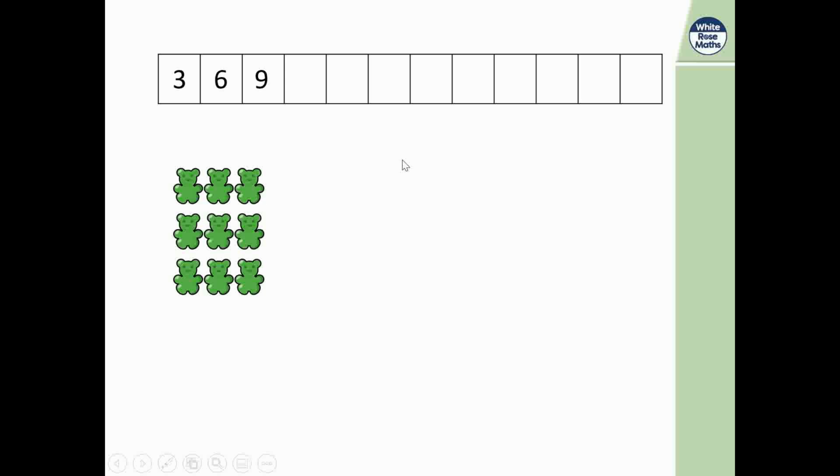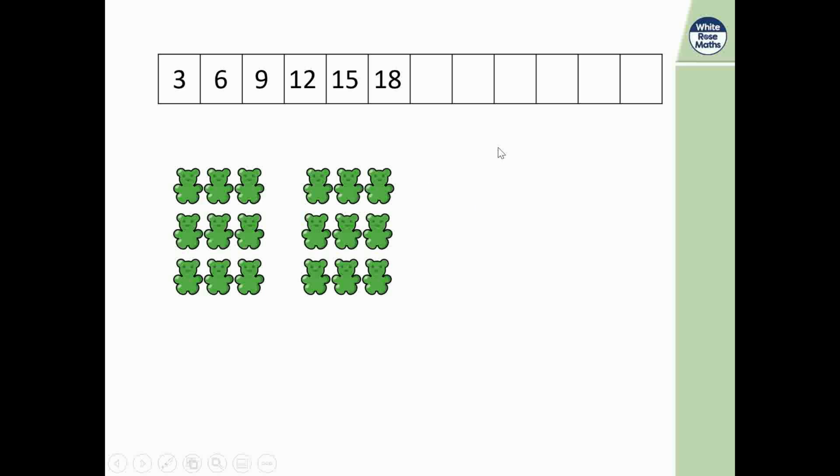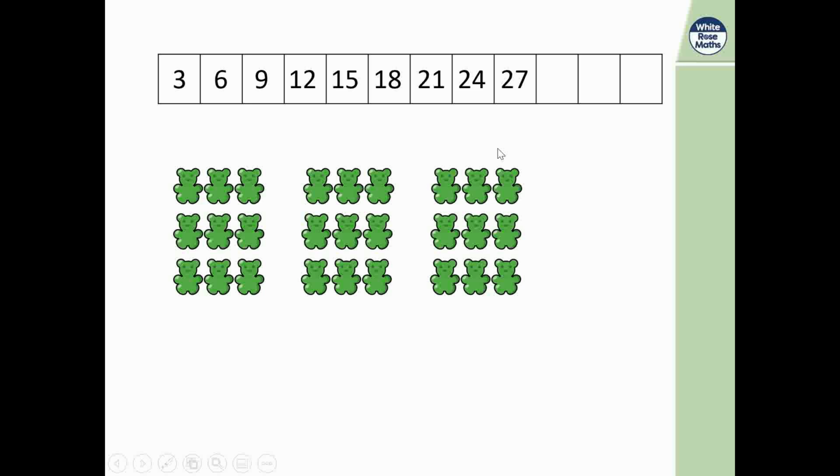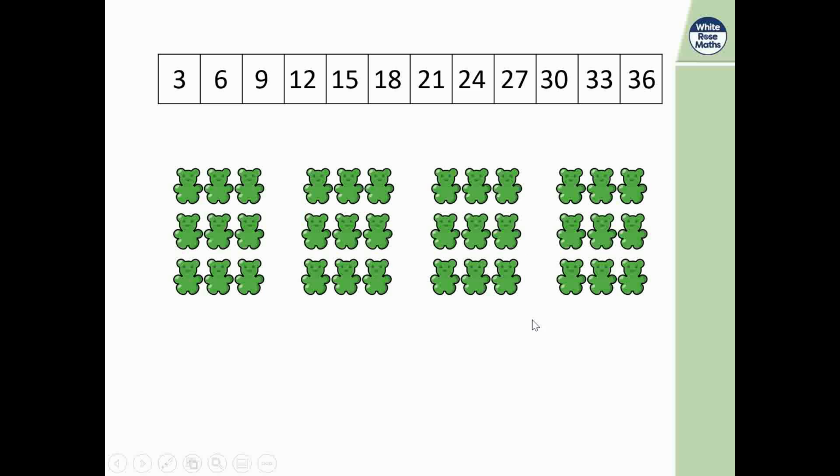So 3 gummy bears. 6, 9, 12. They're all green. That's not my favorite flavor. 15, 18, 21, 24, 27, 30, 33, 36. Okay. So each group has how many gummy bears in it? How many are in here? 9. Okay. So that means there's 9 in each group.